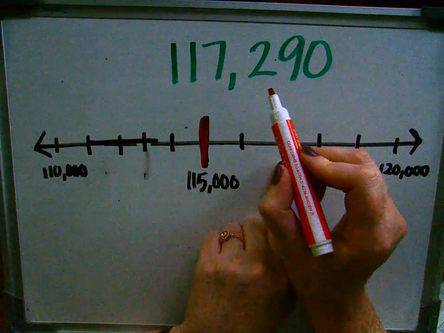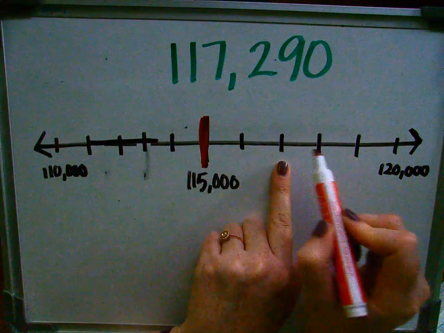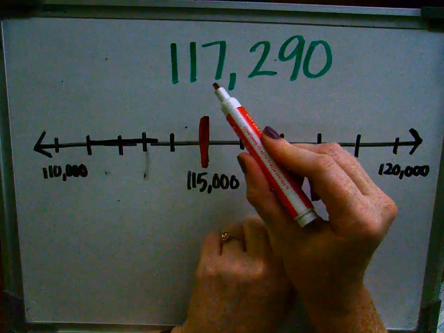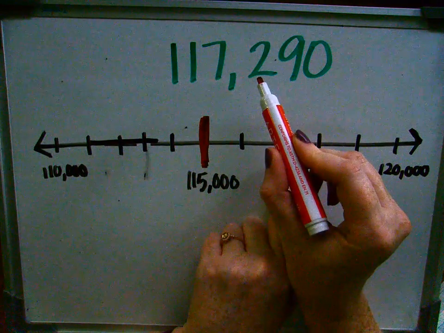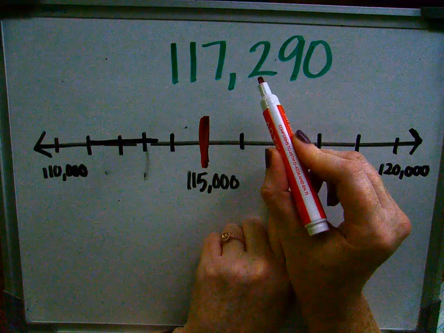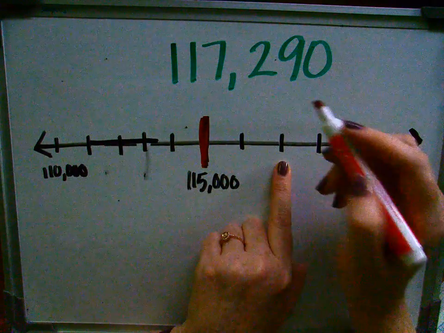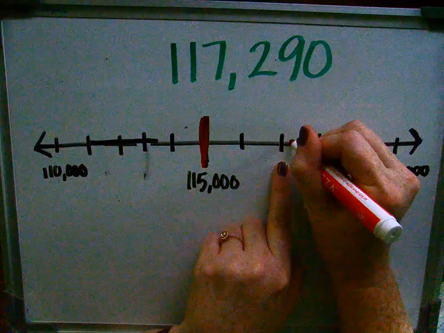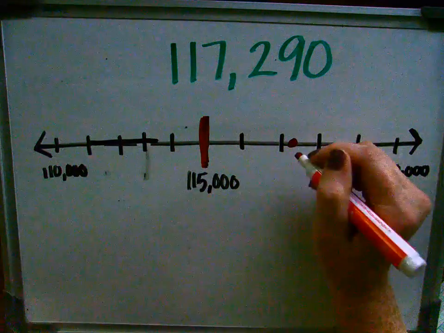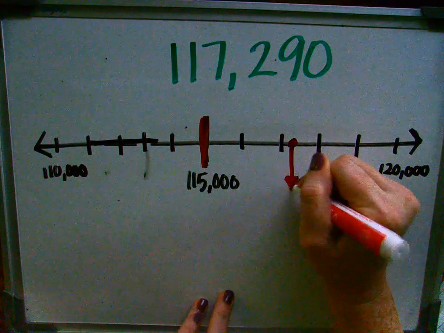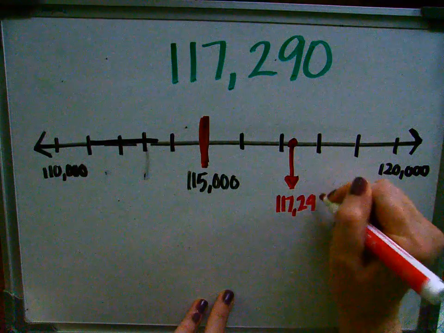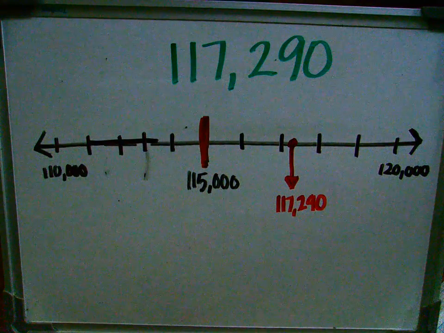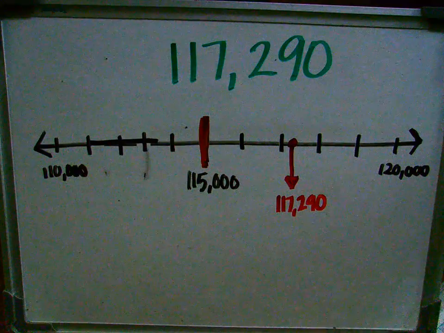I'm going to have to look at my thousands, because that's what's different here. I have to look at my thousands. Like, this is a 2, so I know it's not going to be closer to 118,000. It's going to be closer to 117,000. So I'm going to approximate, and I'm going to draw a little arrow, and I'm going to put 117,290 right here.